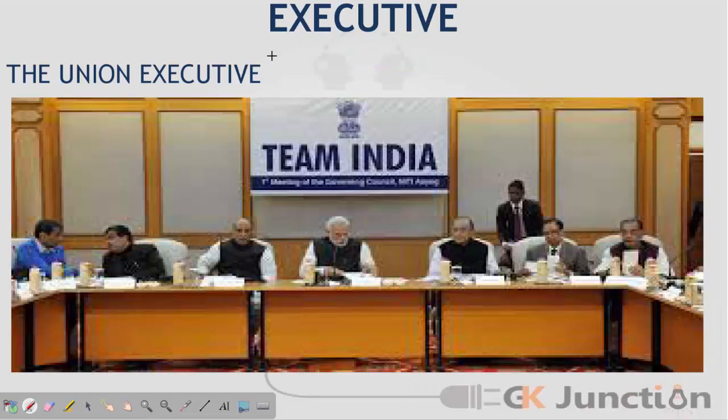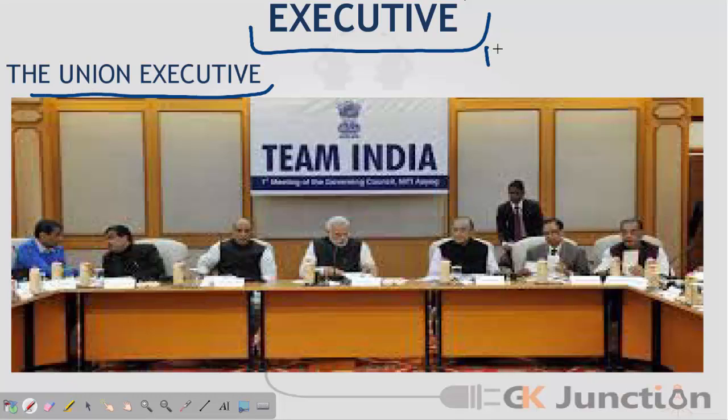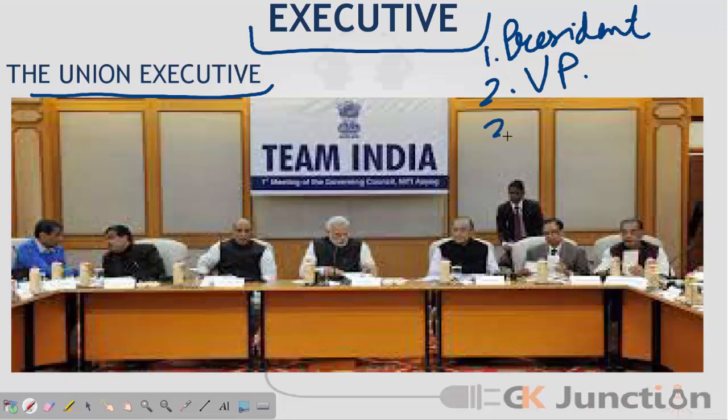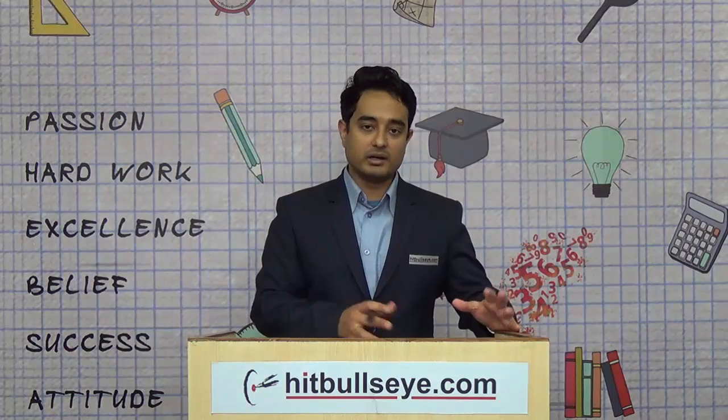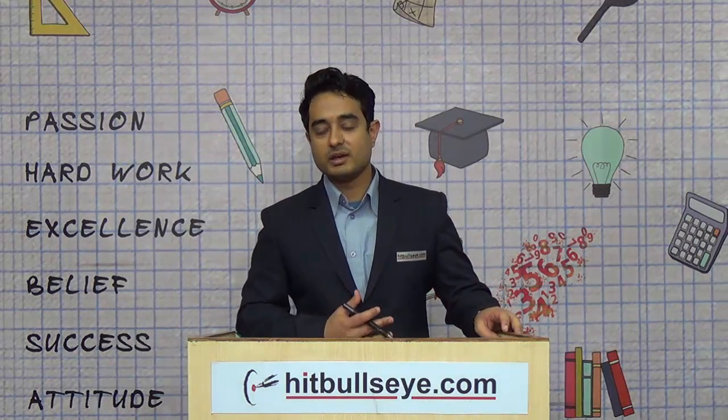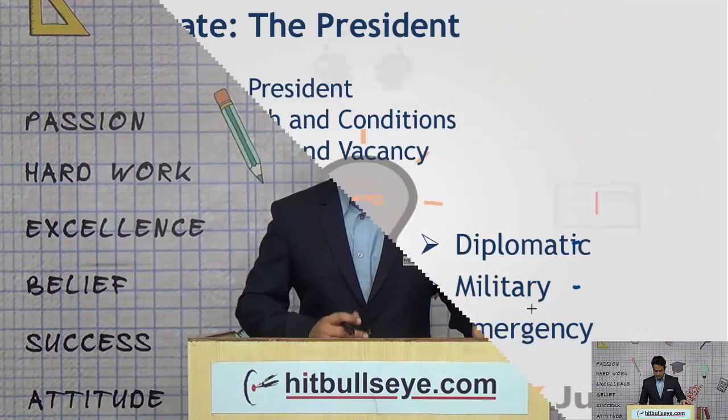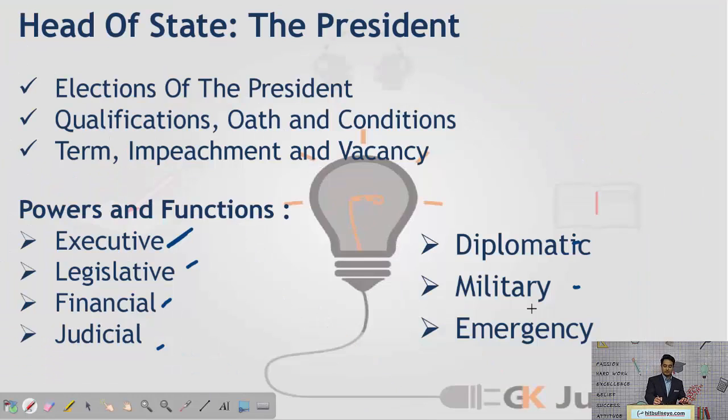Basically, let's see what the union executive consists of. First, it is headed by the president. There is also the vice president. Third is the prime minister plus the council of ministers, and fourth is the attorney general of India. So these four compose the Indian executive at the union level, and subsequently at the state level it is the governor, the council of ministers headed by the chief minister, and the advocate general. So let's begin with the president.